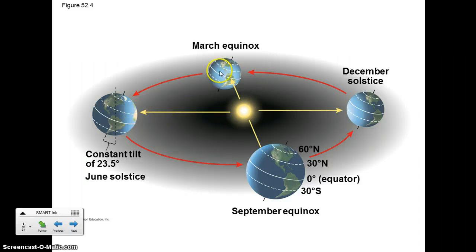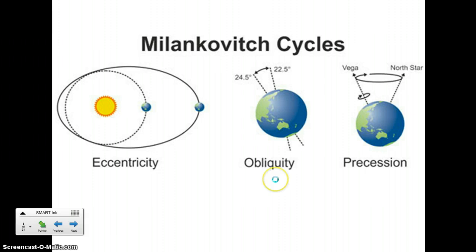You have the spring and fall equinox, where the Earth's axis is perpendicular to the Sun, and you have exactly 12 hours of day and 12 hours of night. And then you have the December or winter solstice, where the northern hemisphere is tilted away, and our days at that time are much shorter than they are other times of the year. So this influences the length of days and the intensity of the sunlight you're getting throughout the year.